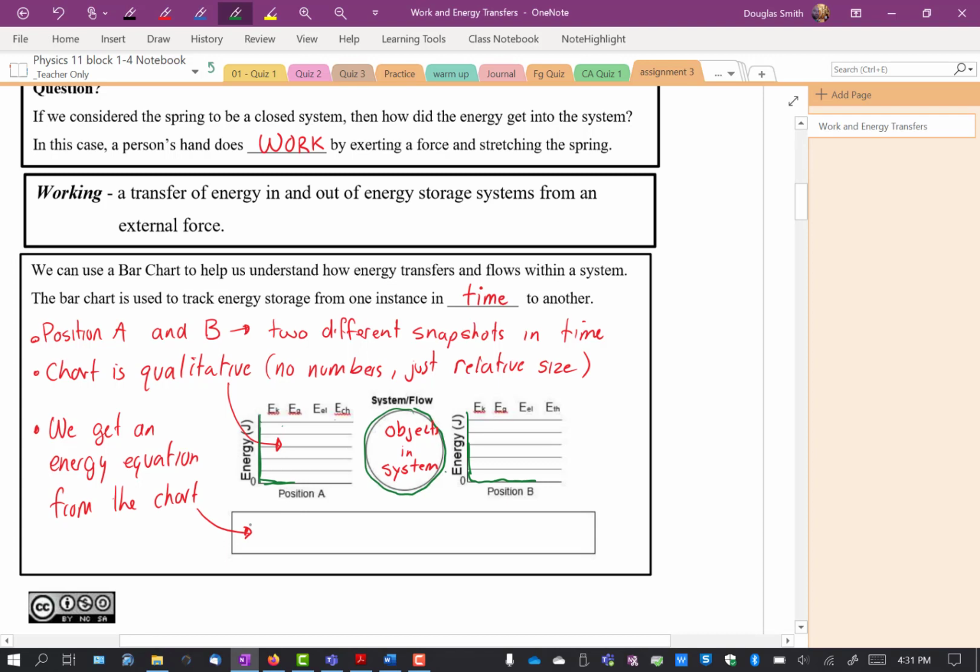Let's suppose, thinking back to a previous video, we had a ball that was held above the earth. Maybe it has 4 bars of energy. And then later it drops down to the ground and it has a whole bunch of speed. So it has 4 bars of kinetic energy. And we can use a bar chart to say EG equals EK. So this equation comes right from our bar chart. And as we do examples, you'll see what I mean.